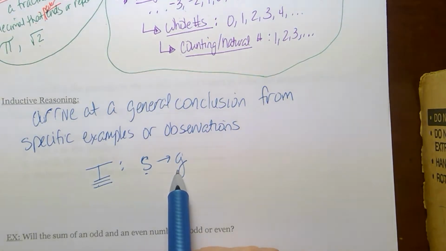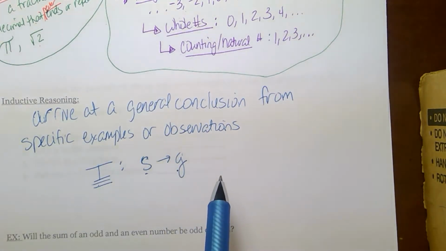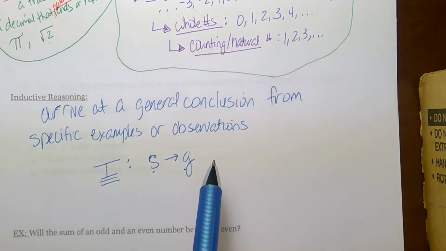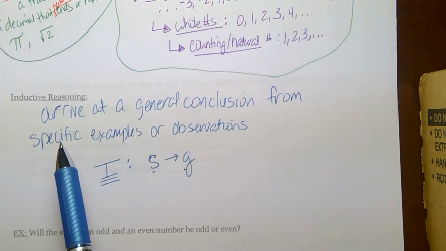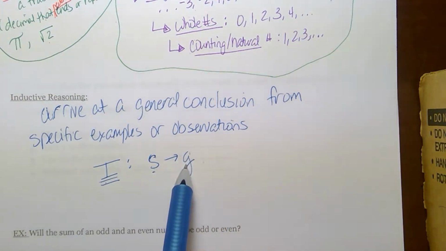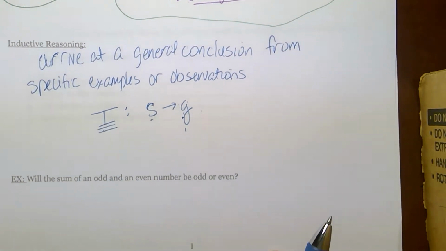For example, I start looking through the list of teachers at an elementary school, and I see that the first 10 teachers listed are all women. Well, I may make a general conclusion based on those specific examples that all of the teachers at that elementary school are women. That may be right, it may be wrong, but that's how inductive reasoning works.